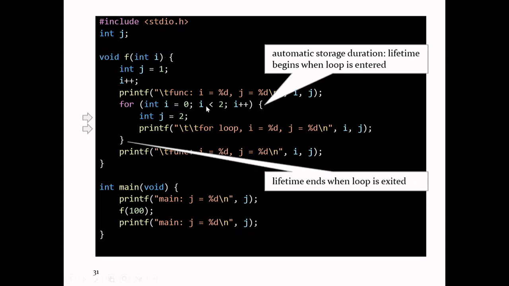Okay, here's another example. Again, i has block scope. It's usable inside this for loop, similarly with j. When you enter this for loop, that's when storage for i gets allocated. When you exit that for loop, that i is no longer usable.